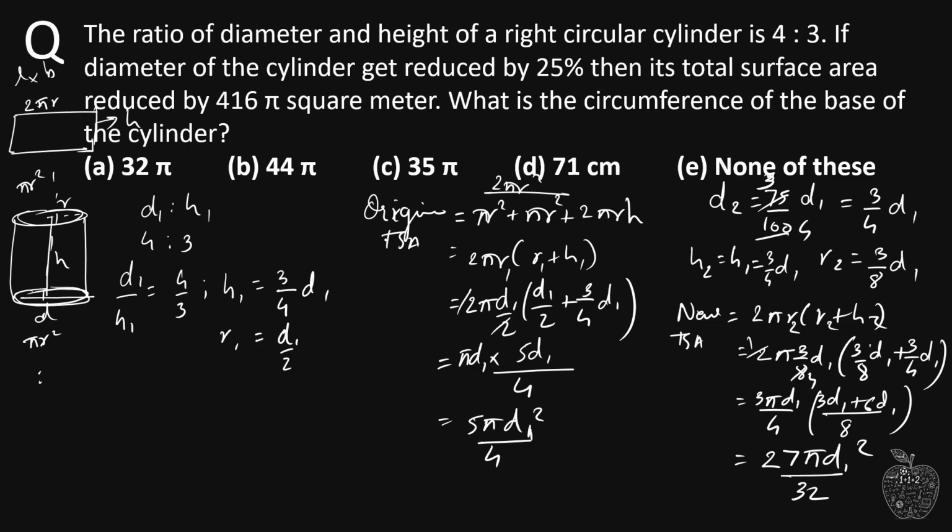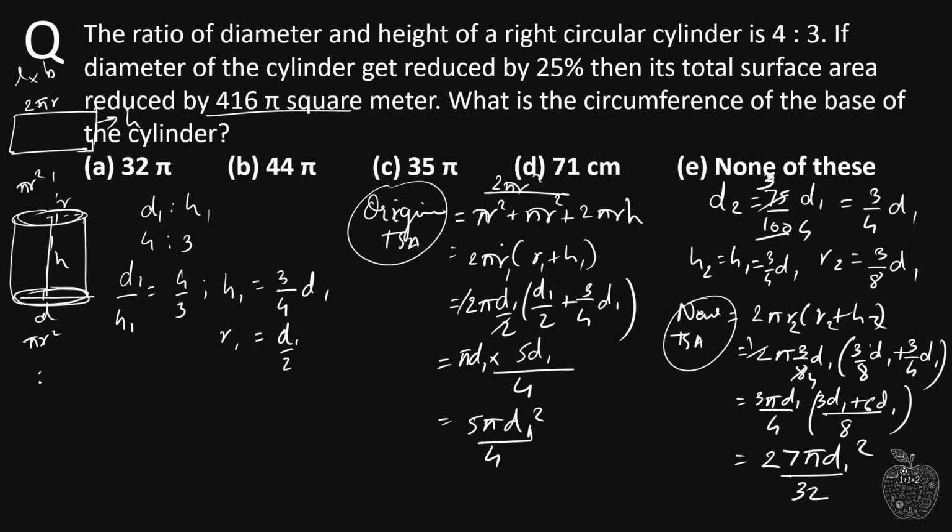So we have the original total surface area which is 5 pi d1 square by 4, and the new total surface area which is 27 pi d1 square by 32. We are given that after this reduction of 25%, the total surface area is reduced by 416 pi square meter. What this means is when we subtract this new total surface area from this original total surface area, the difference here is 416 pi square meter.